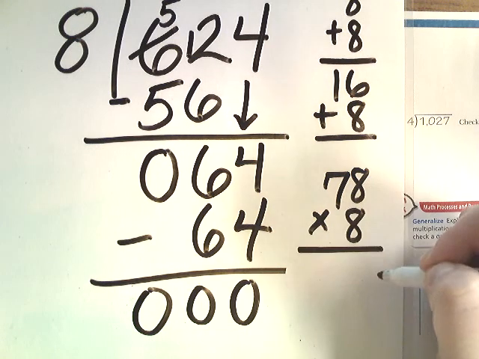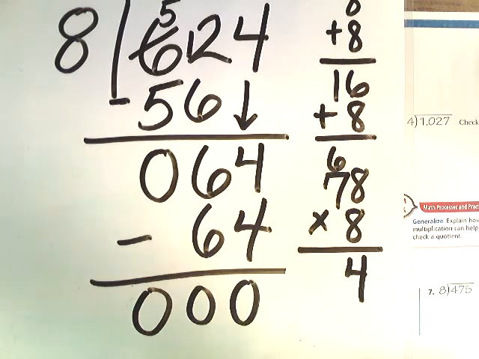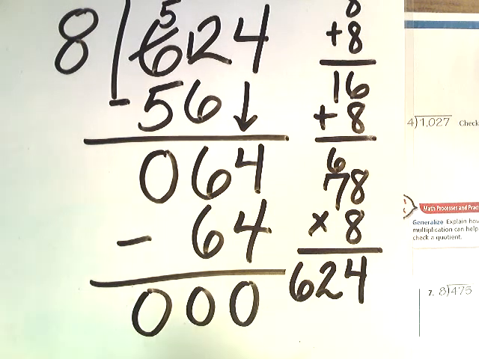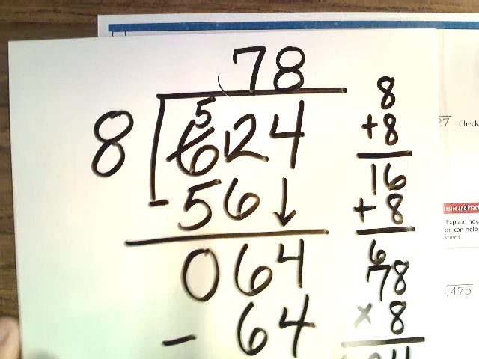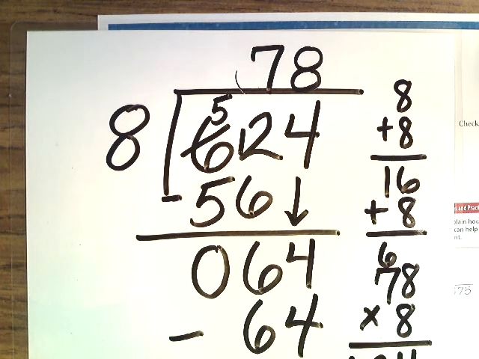8 times 8 is 64. We have to carry our 6. 8 times 7 is 56, plus 6 more, 57, 58, 59, 60, 61, 62. Okay, so I got 624, which should be my big number, and it is. So we know that 78 is our answer. Okay, 78 is our answer.